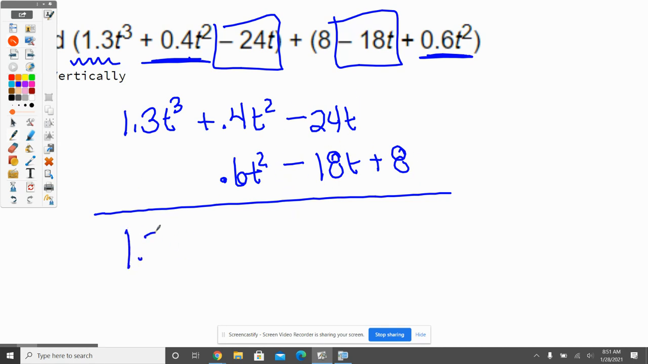Okay, so I have 1.3 t to the third. This will be 1 t squared when you add it, or just t squared. That one is optional. Negative 24 and negative 18 will be negative 42t, and then plus 8. This is in standard form, 3, 2, 1, and number.